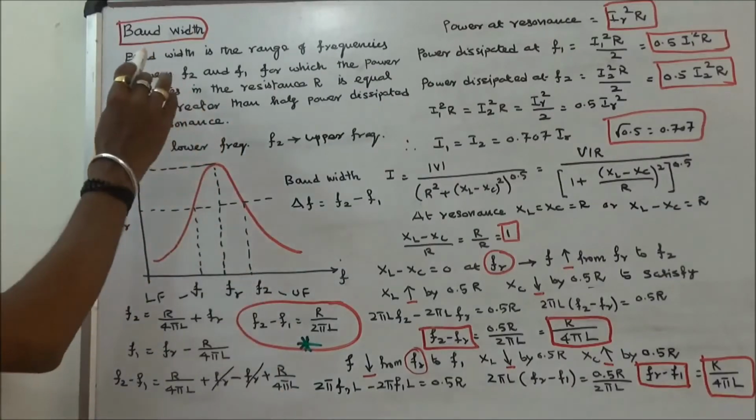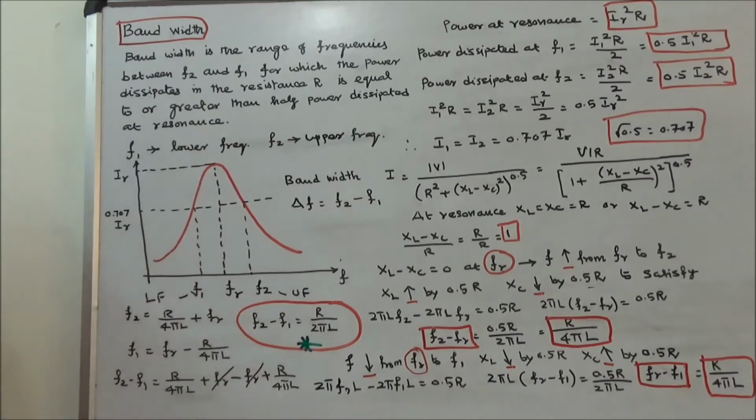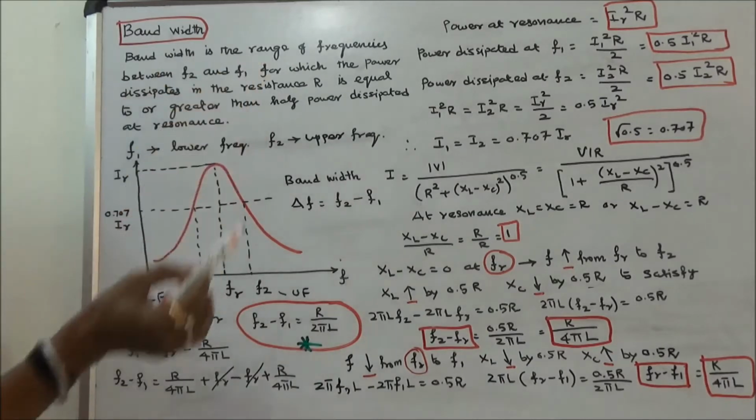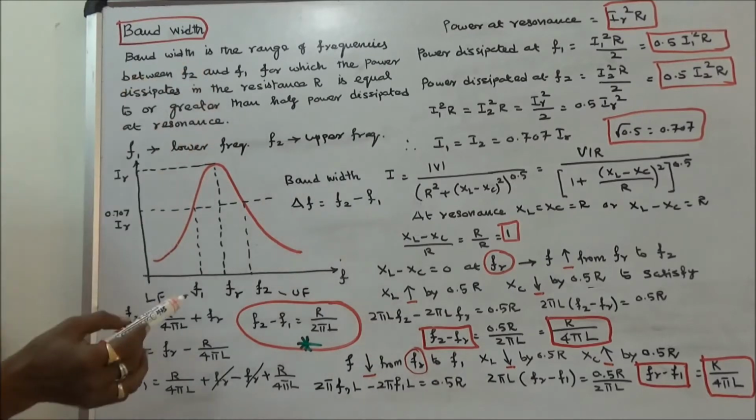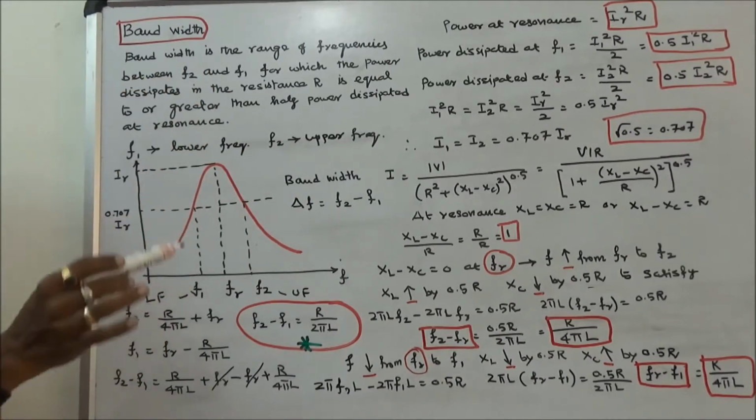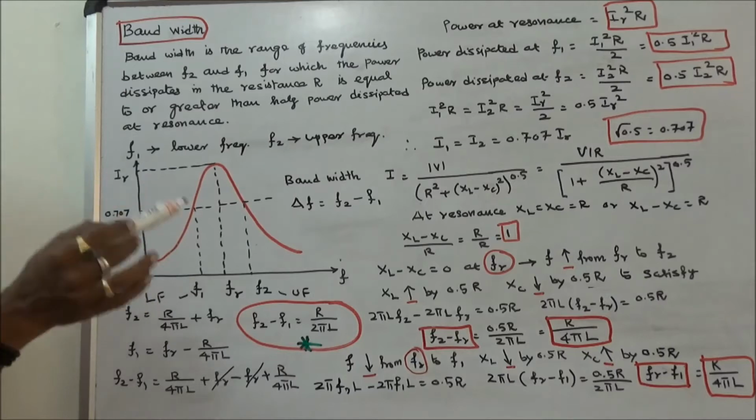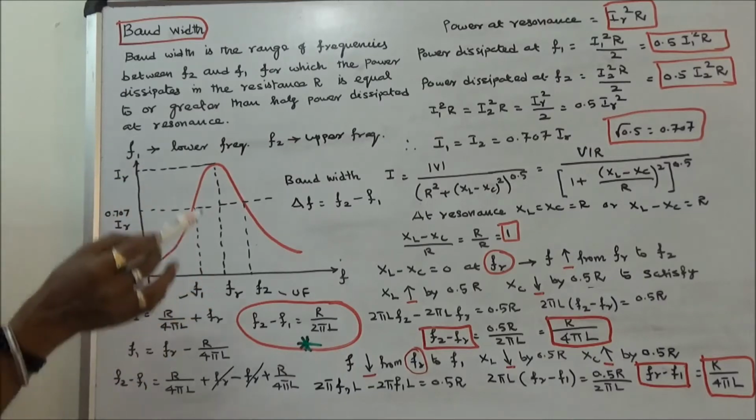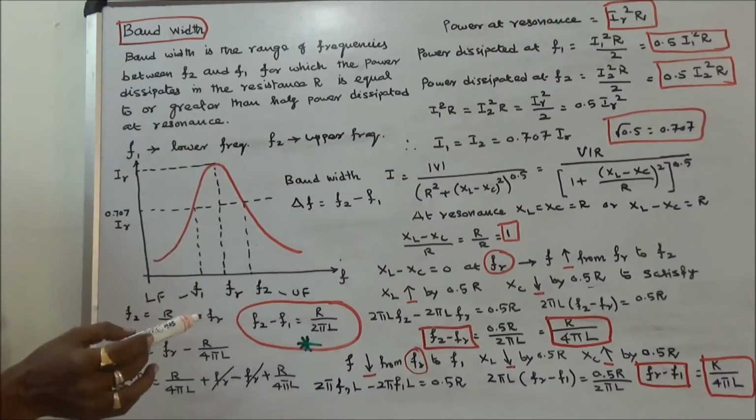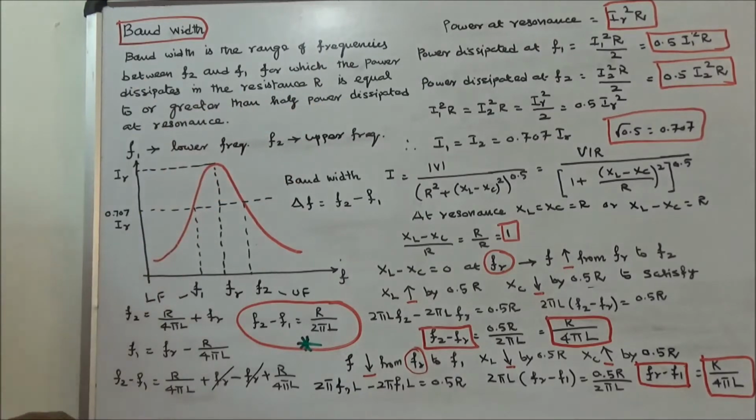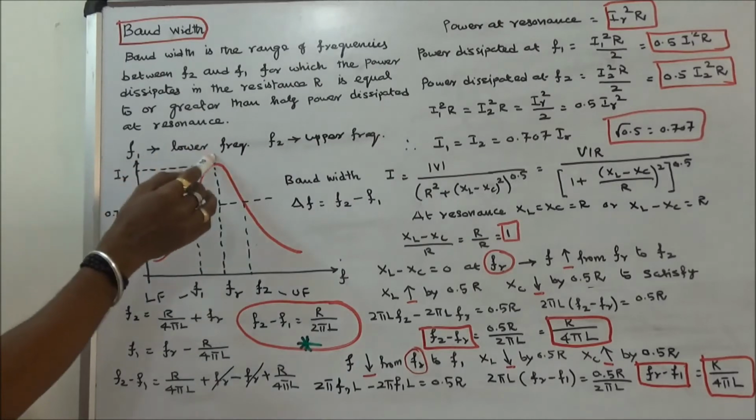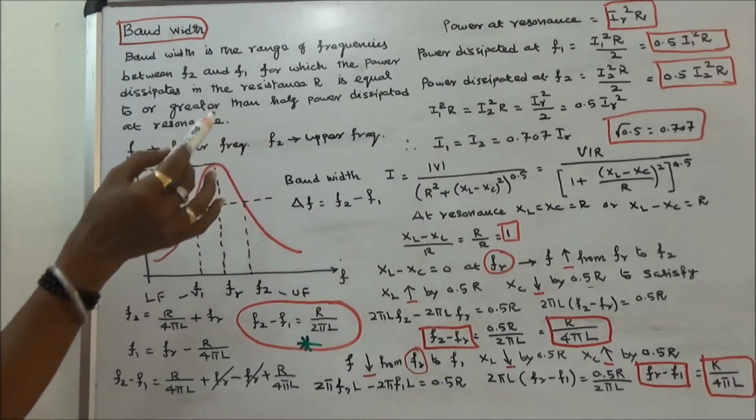In this class we discuss bandwidth. Bandwidth is the range of frequencies between F2 and F1 for which the power dissipated in the resistance R is equal to or greater than half the power dissipated at resonance. Here F1 is called the lower frequency, F2 is called the upper frequency.